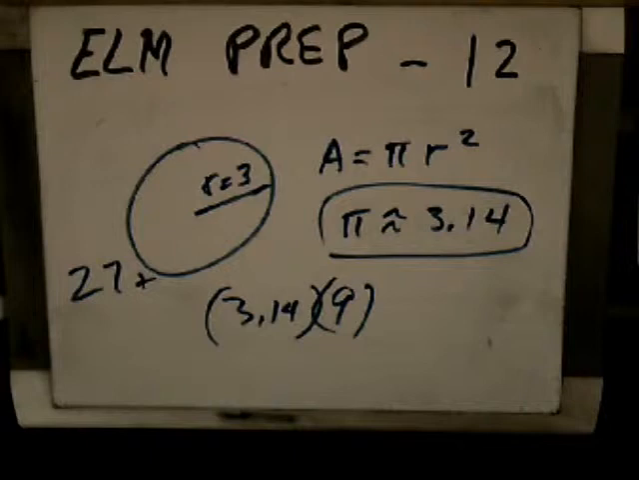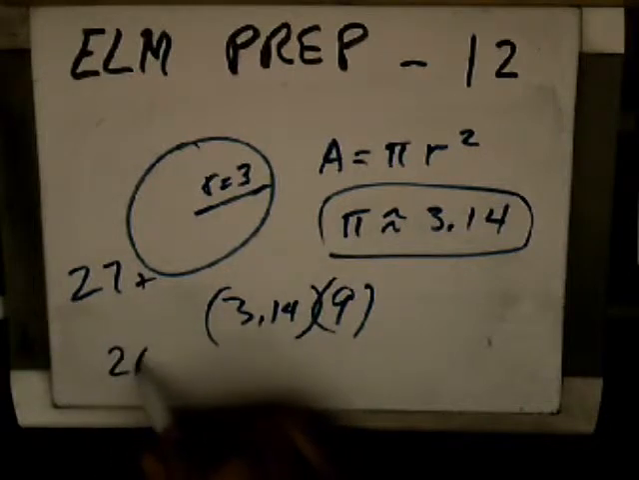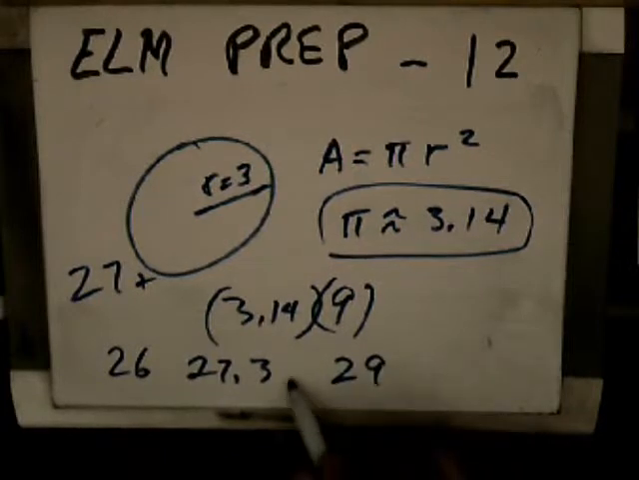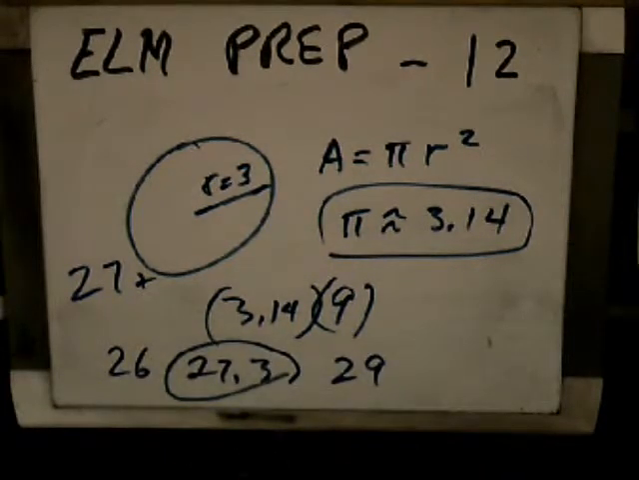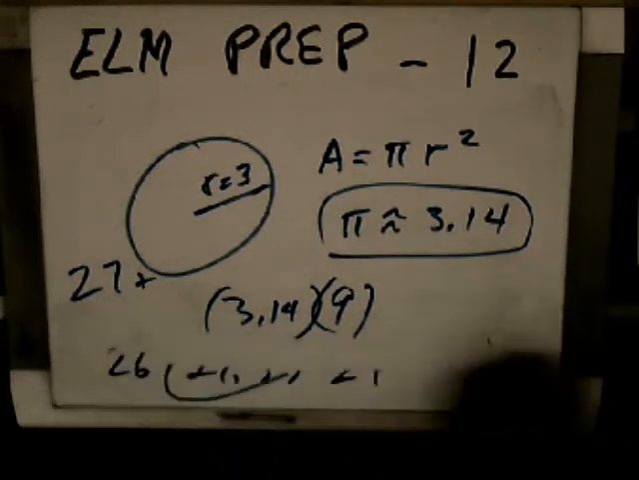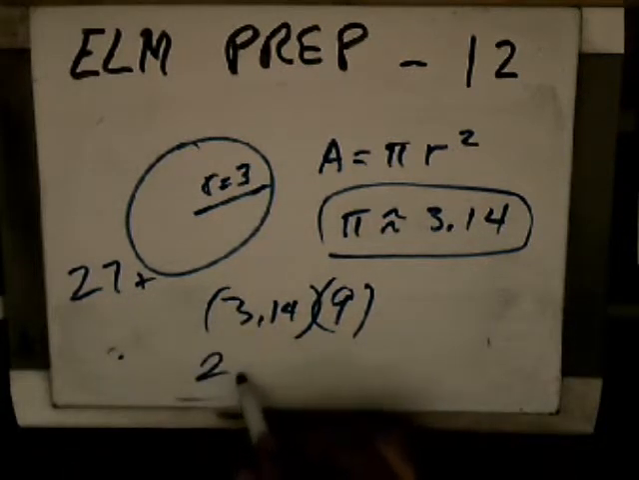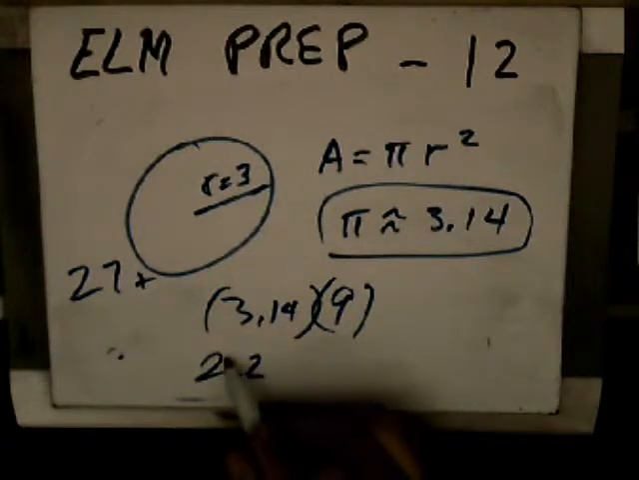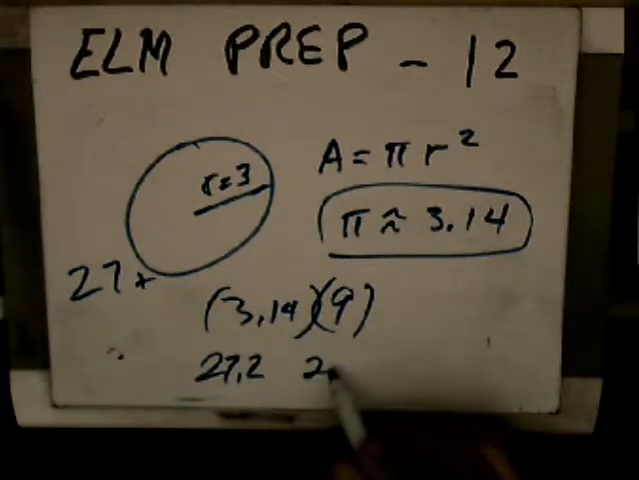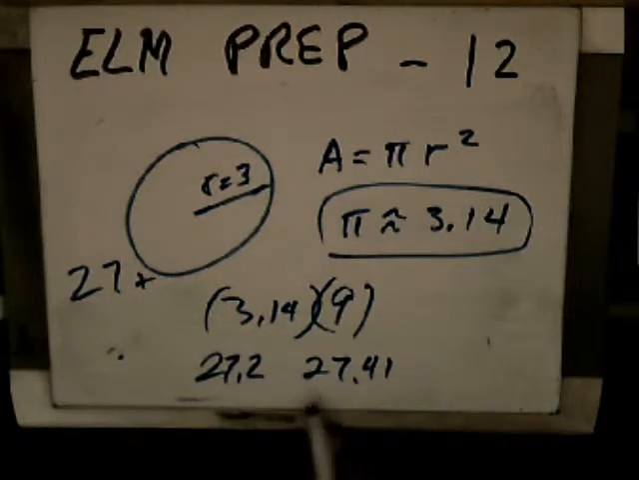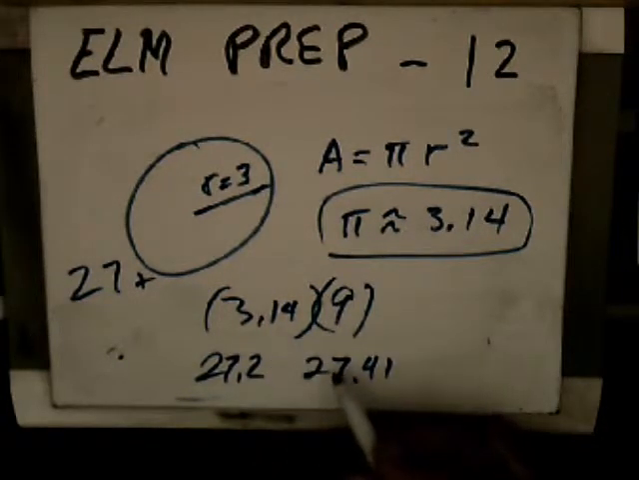So I'd look at my answers, and if I had something like 26, 27.3, and 29, that would be my answer for dive bombing. If they go down a little closer to 27, they go 27.2, and nice 27, 27.2 and 27.41 or something like that. Now they're getting a little closer. I might have to go a little closer.